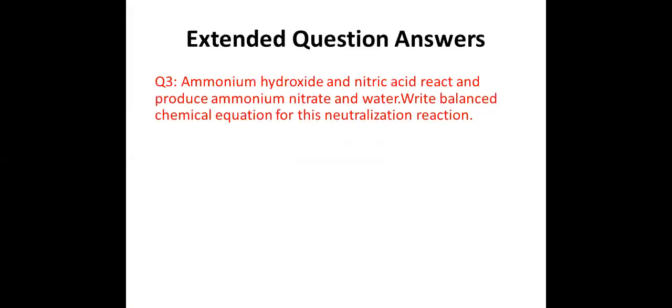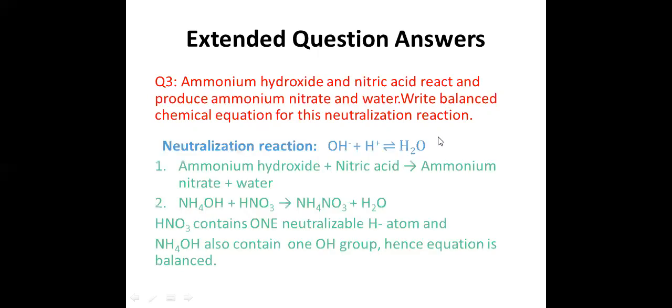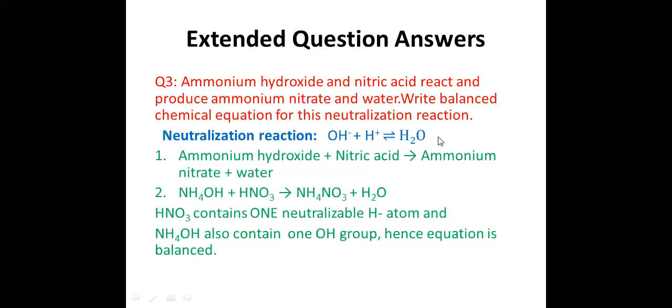Question number 3, ammonium hydroxide and nitric acid react and produce ammonium nitrate and water. This is a neutralization reaction in which acid reacts with base. Nitric acid is an acid and it reacts with a base, that is ammonium hydroxide, and forms salt, ammonium nitrate and water. Write balanced chemical equation for this neutralization reaction. We have to write balanced chemical equation for this neutralization reaction.